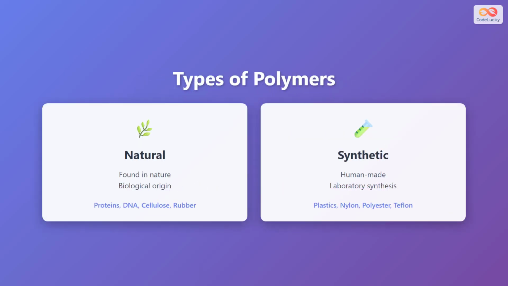Polymers can be classified into two main categories, natural and synthetic. Natural polymers are found in nature and have biological origins. Examples include proteins, deoxyribonucleic acid, cellulose, and rubber. These are essential for life and biological processes. Synthetic polymers, on the other hand, are human-made and created in laboratories. These include plastics, nylon, polyester, and teflon. Synthetic polymers have revolutionized modern technology and manufacturing.